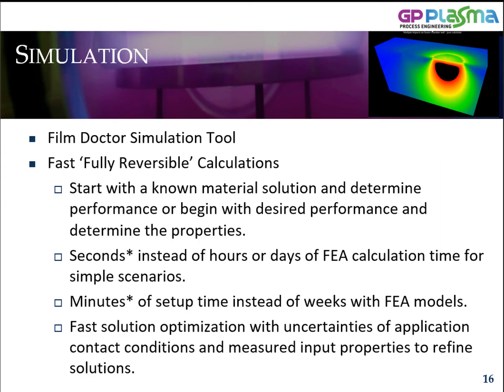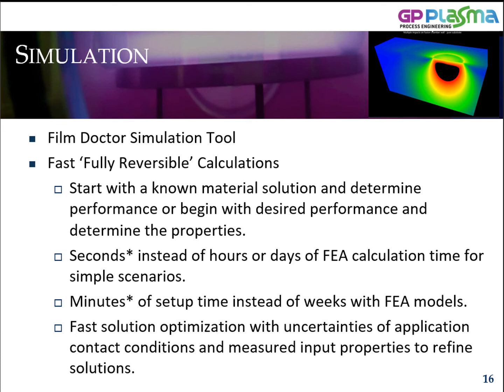allows you to do extremely fast calculations, and you can start with a known material solution. So you may have a well understood coating system that you use and you apply on several known substrates, and now you want to know what its performance limits will be. Well, with the Film Doctor tool, you can put all your information in of your contact conditions and your material properties and find out how it will perform under a changing environmental condition.